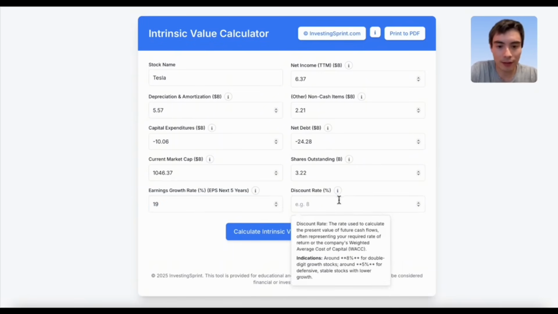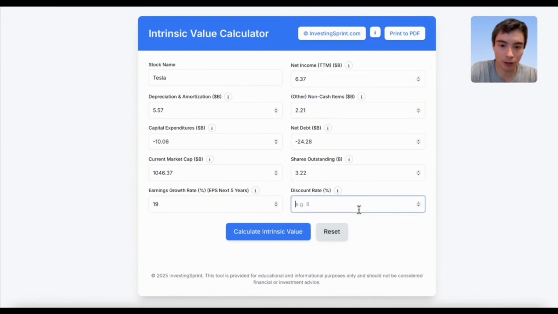Now let's talk about the discount rate. Here we can see that it's the rate used to calculate the present value of future cash flows. So we are going to use an 8% discount rate, which is high, but it's necessary for double-digit growth stocks. This gives us also a bit of a margin of safety because we discount everything with 8%, so we have a more conservative value. Now when we fill all the numbers, we can just calculate the intrinsic value.